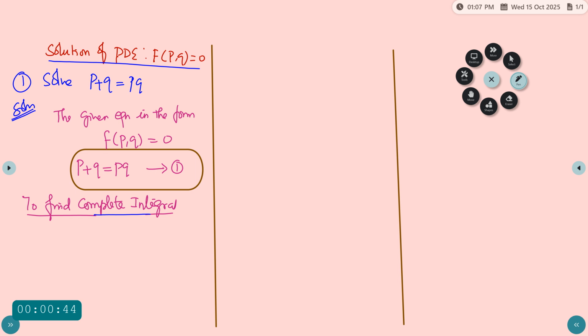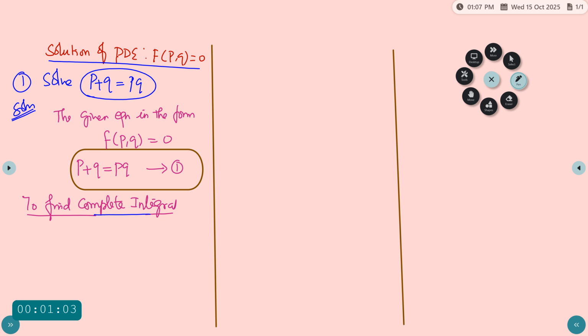Once again, I check the equation. The given equation is purely in terms of p and q. This is the procedure. The given equation is in the form f of p comma q equal to 0. Consider the given equation as equation 1: p plus q equal to pq.